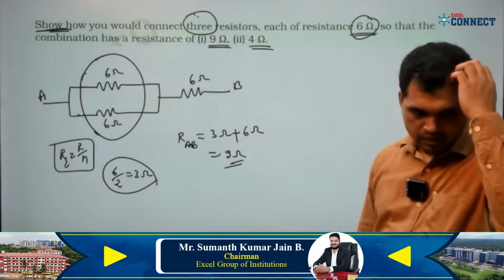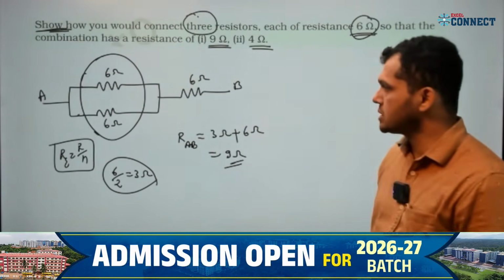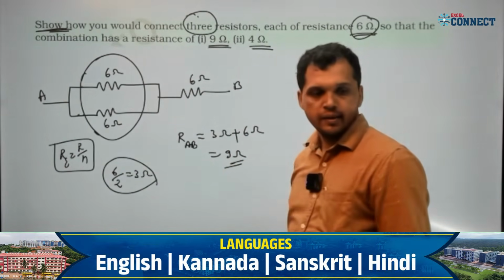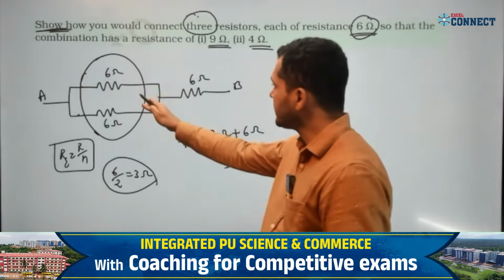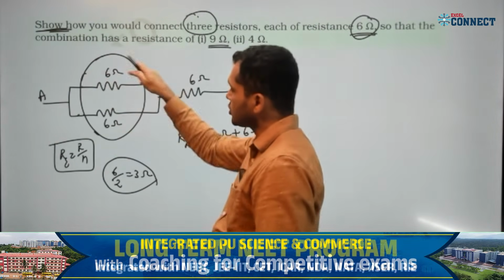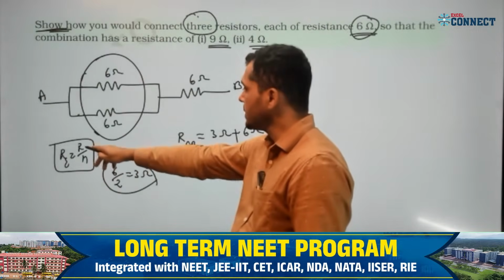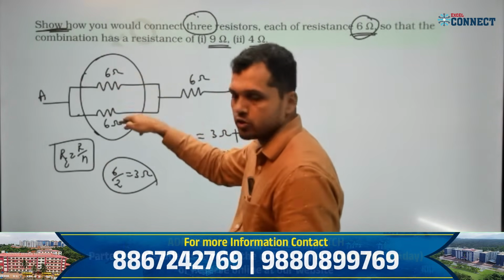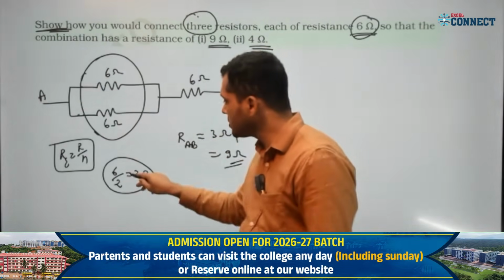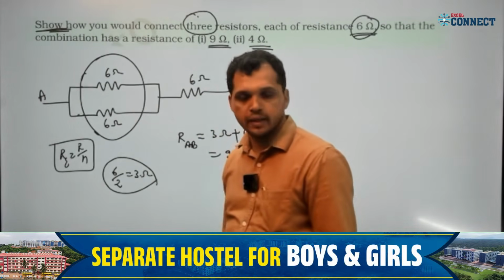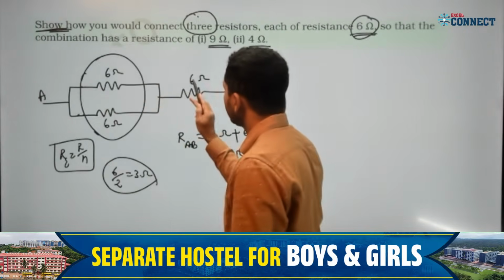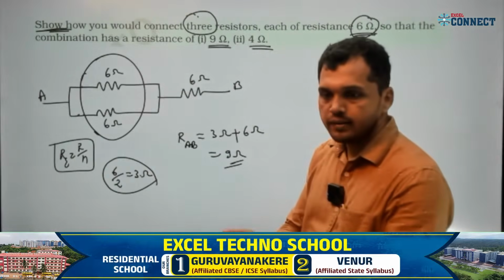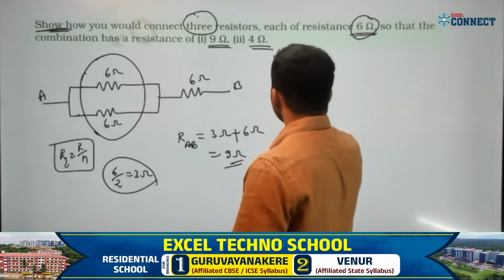Is it clear? This is the answer for the first question. Very simple. If you understand the series combination, you get the answer easily. Using the R by N concept, you can quickly tell the equivalent. The equivalent of 6 and 6 is 6 by 2, 3. And this 3 and this 6 are in series, so 6 plus 3 is 9.